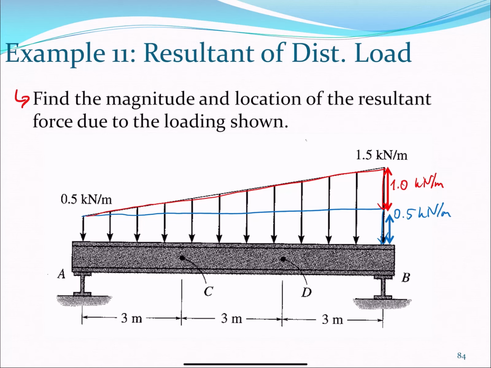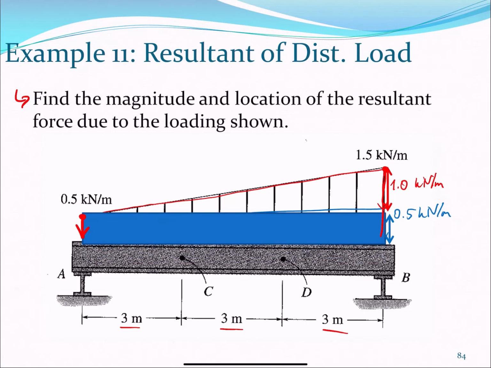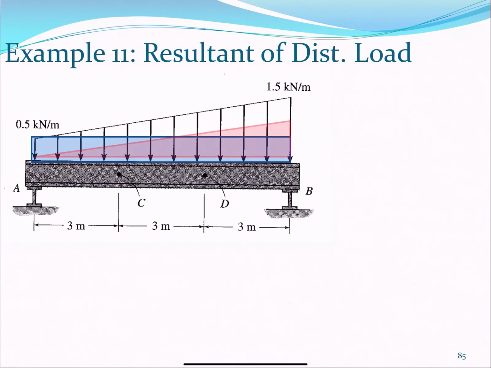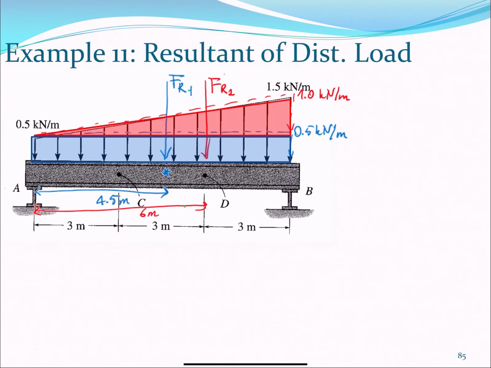It says find the magnitude and location of the resultant force due to the loading shown. The original drawing has 0.5 kilonewton per meter on this side, and 1.5 on that side. But I went ahead and distinguished a triangle and a rectangle right there. You almost see it too, I'm sure. So it's 3 meters, 3 meters, and 3 meters, 9 meters in total. We have to find the resultant force and also the location. So I see my first shape, I see my second shape, just rewriting to have more space, and then these are the forces from each shape.